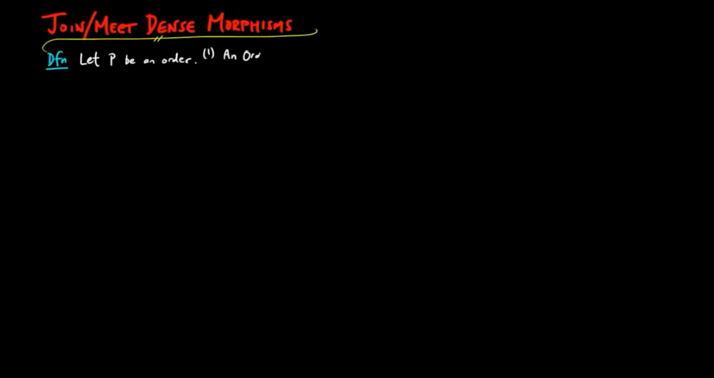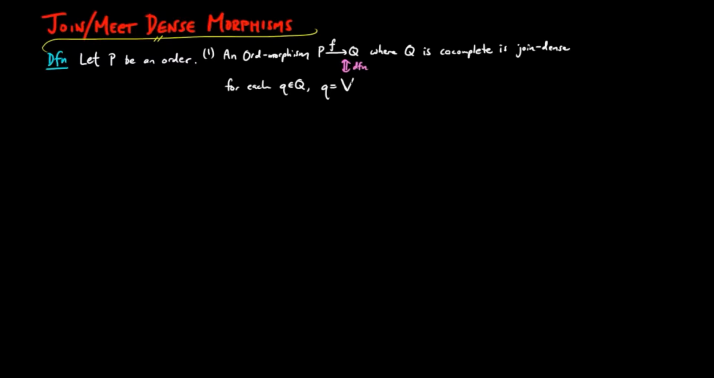Join, meet, dense morphisms. We begin with a definition. Let P be an order. 1. An order morphism F: P → Q, where Q is cocomplete, is join dense, provided for each element q in Q, q is equal to the join of all elements F(p) in Q, such that p is in P and F(p) is less than or equal to q.